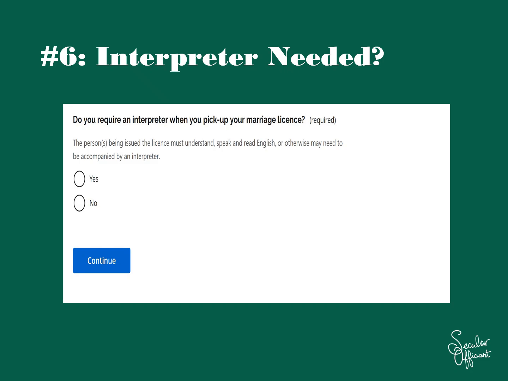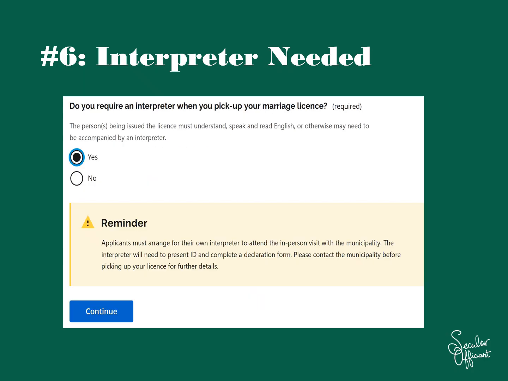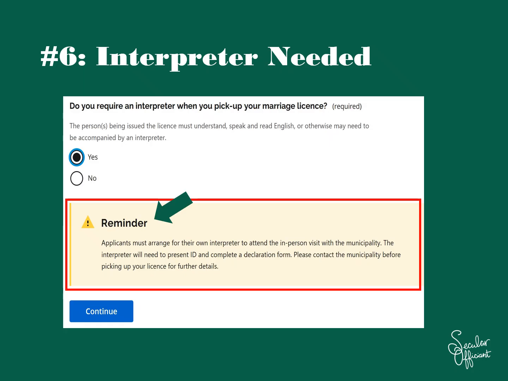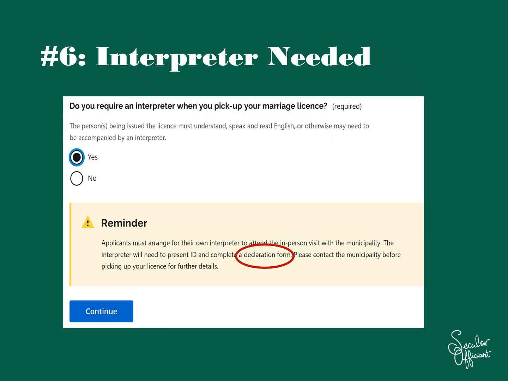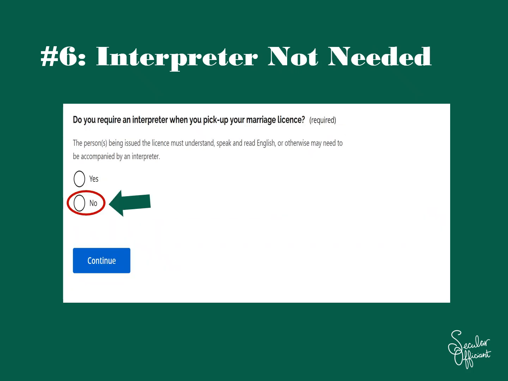Step 6 is indicating if you require an interpreter when you pick up your marriage license. You or your partner will need to understand, read, and speak in English. If you will need some language assistance, then you will select Yes. When you select Yes, a pop-up will appear stating that you will be responsible for bringing your own interpreter when you pick up the license and that the interpreter will need to bring ID and complete a declaration form. In addition, you will need to contact the municipality before you pick up the license. If you do not need an interpreter, select No.